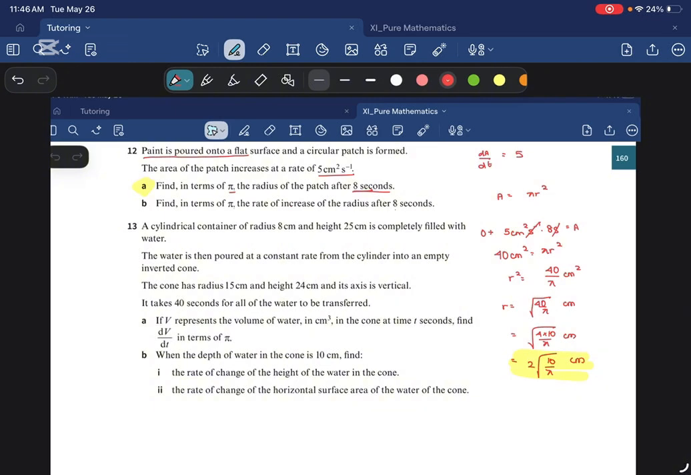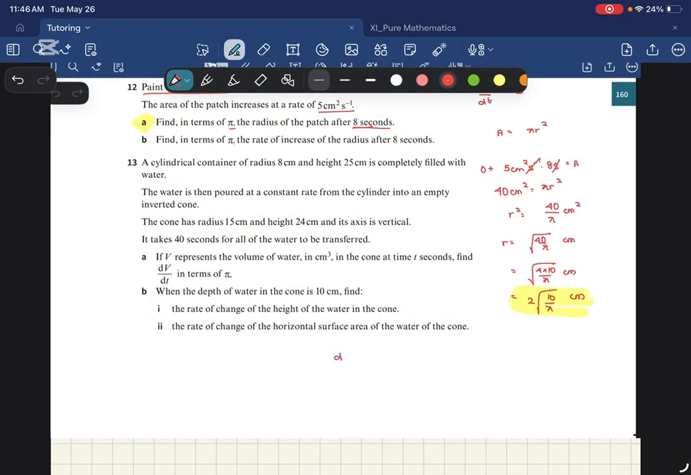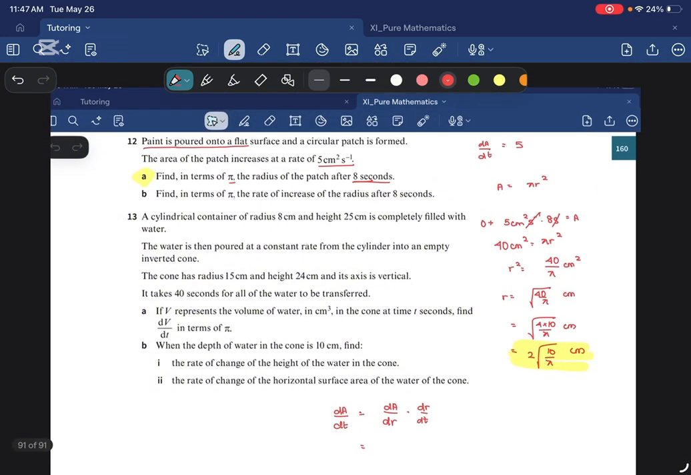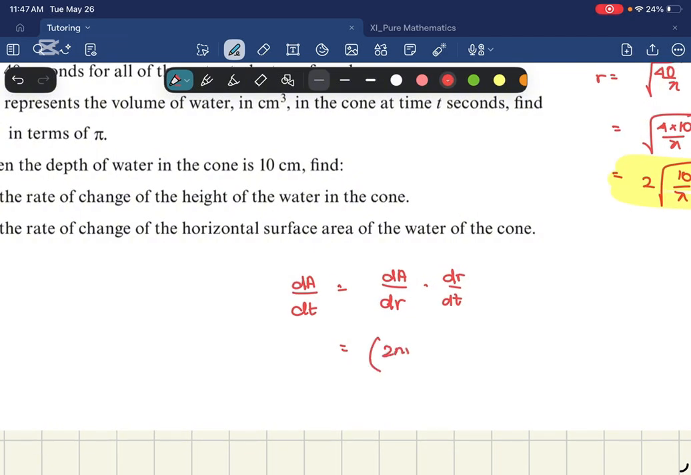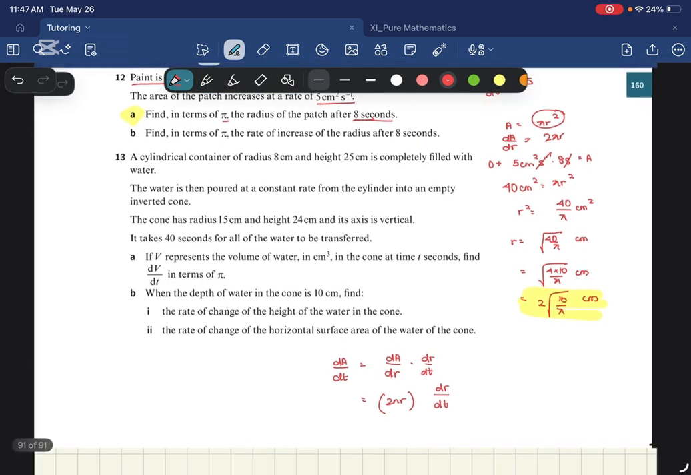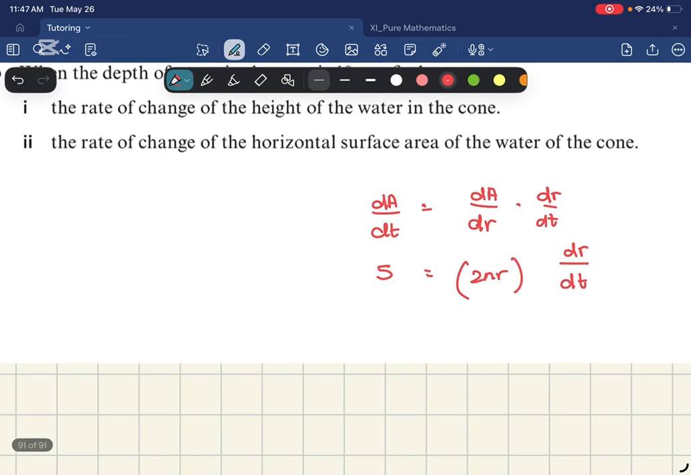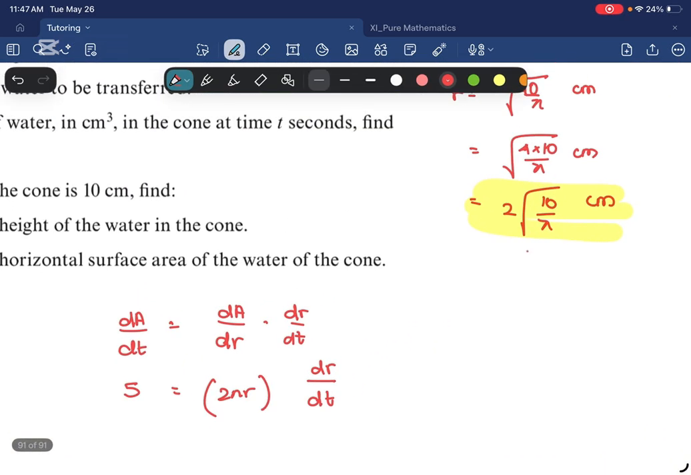Find in terms of pi the rate of increase of the radius after 8 seconds. So dA by dt is dA by dr times dr by dt. So we are looking for dr by dt. We know the radius. So dA by dr, I differentiate it here. I'm going to get 2 pi r if you differentiate this. So we have 2 pi r. What is dr by dt? That is what we are looking for. dA by dt is given, is 5. And our r, we got it from part A, is this expression.